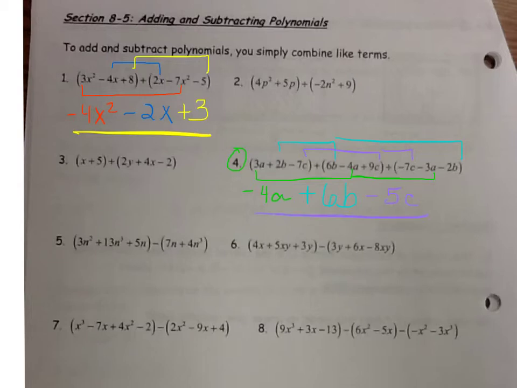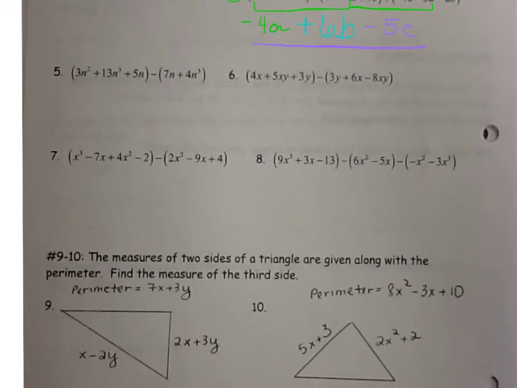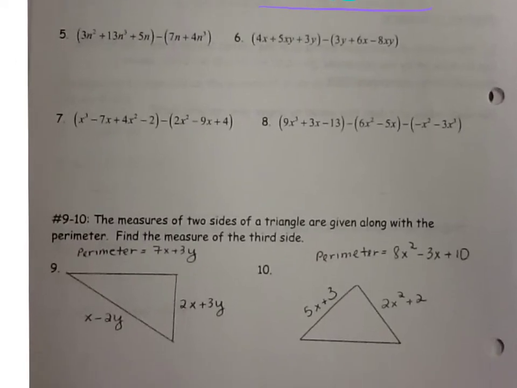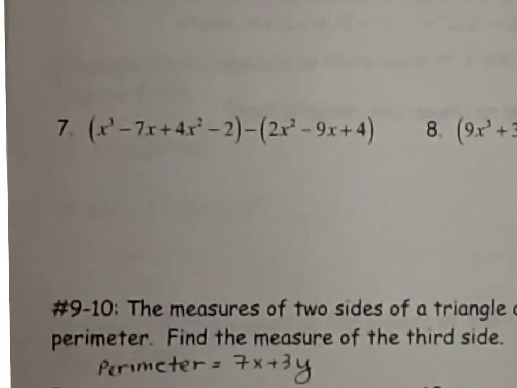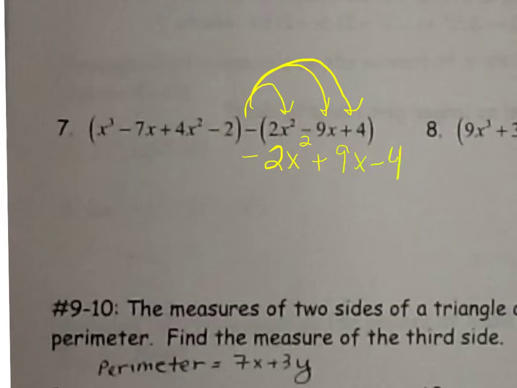Okay, so you're simply combining like terms. All right? Now, something you do want to be careful of. Take a look, let's pick maybe number 7. This one has a subtraction between the two terms, so you do have to make sure you do one of two things. Maybe we want to go ahead and distribute the negative to everything. So if I were to rewrite the second part, I would write negative 2x squared plus 9x minus 4. Then start combining like terms.